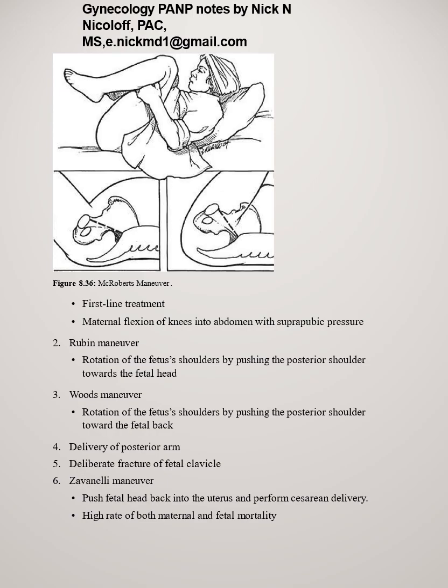Then the second one, this is Rubin's maneuver. Rubin's maneuver is when you have rotation of the fetus shoulders by pushing the posterior shoulder towards the fetal head. Then number three, this is Woods' maneuver. The Woods' maneuver is when you have the rotation of the fetus shoulders by pushing of the posterior shoulders towards the fetal back.